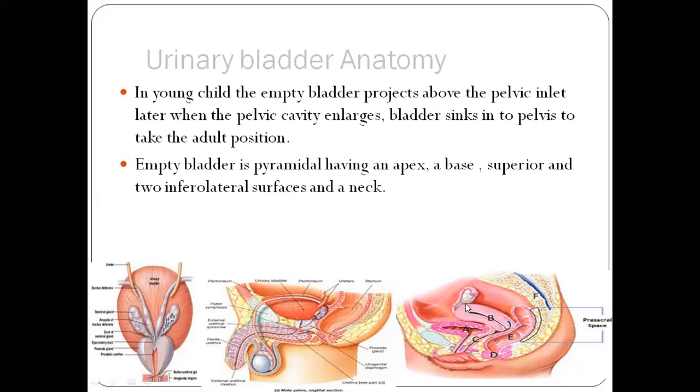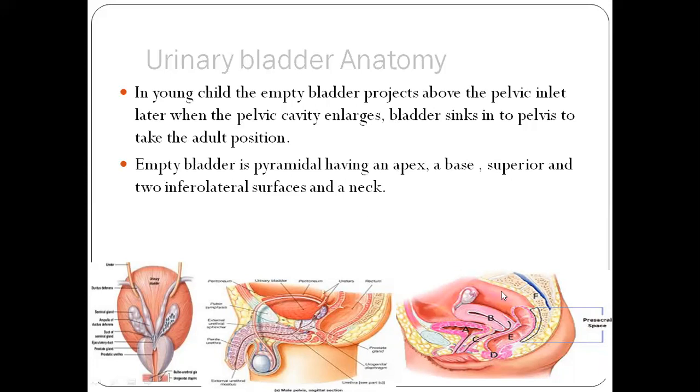The uterus lies over the superior surface of the urinary bladder in case of female. These are the fallopian tubes. These are the ovaries, and posteriorly it has the rectum. On the base of the urinary bladder in case of female, it is in contact with the lower part of the ureter, the cervix and the vagina, and this is the urethra of a female. So we have an apex, the base, the superior and inferolateral surfaces, and the neck of the bladder.